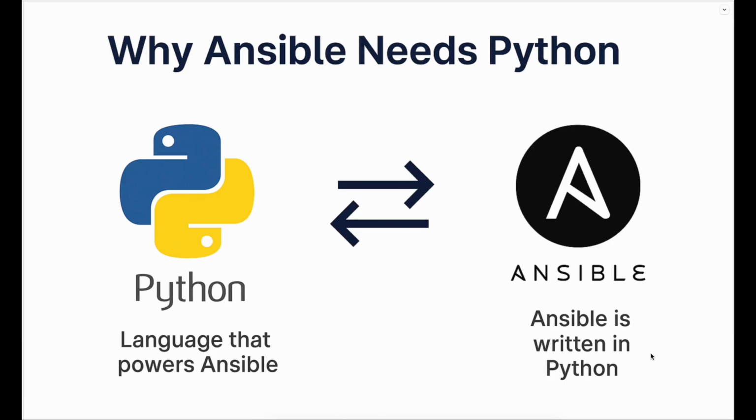Ansible itself is written in Python and most of its modules are Python scripts. Whenever you run a playbook, Ansible connects to your system, sends a tiny Python snippet, runs it, and then removes it after execution. You can think of it like Ansible sending a tiny helper script that runs the task, reports back the result, and then quietly cleans itself up.